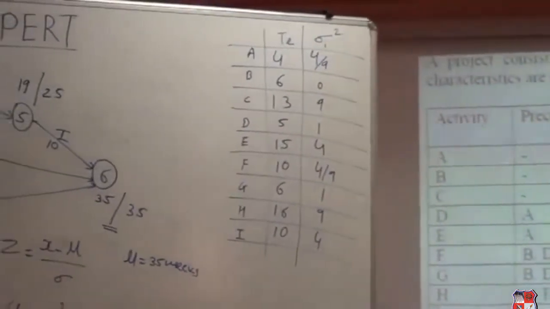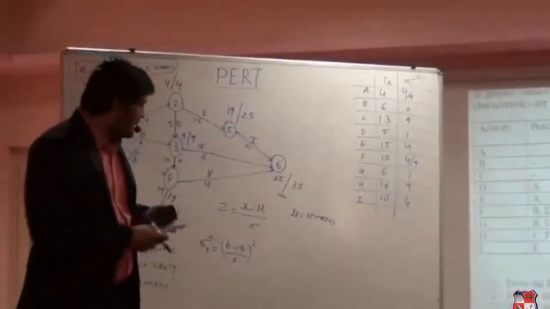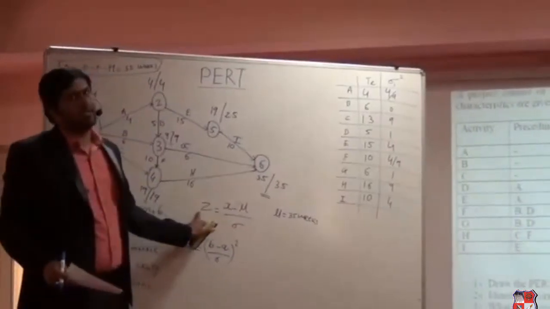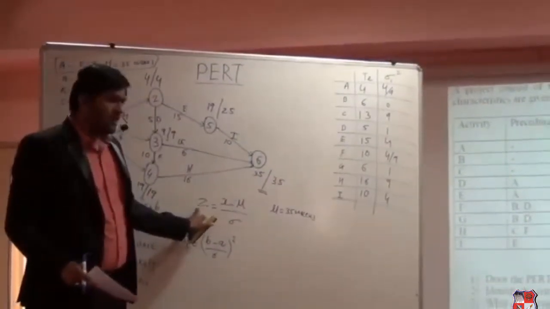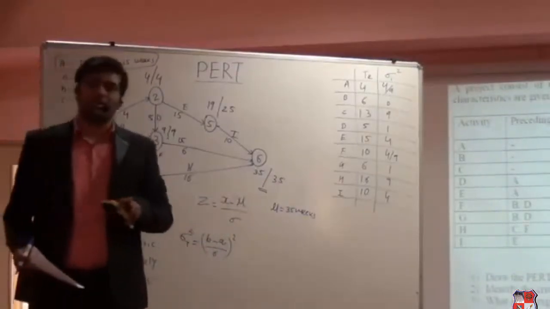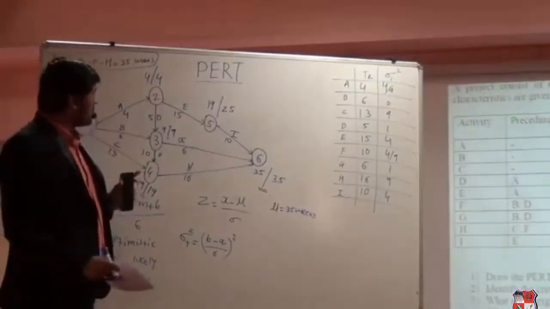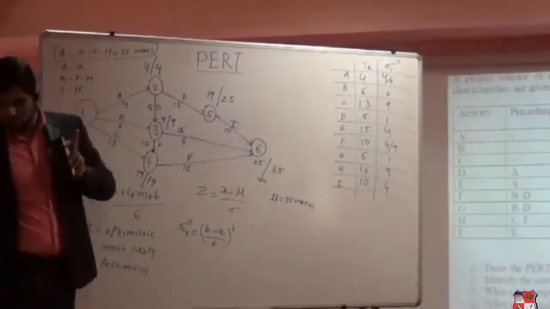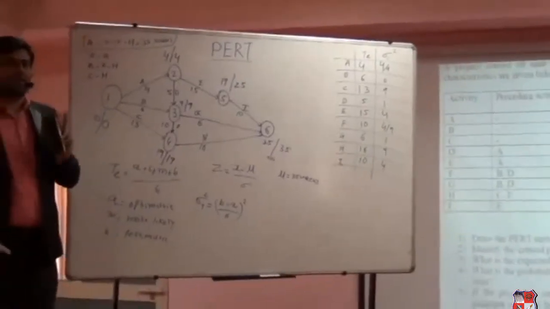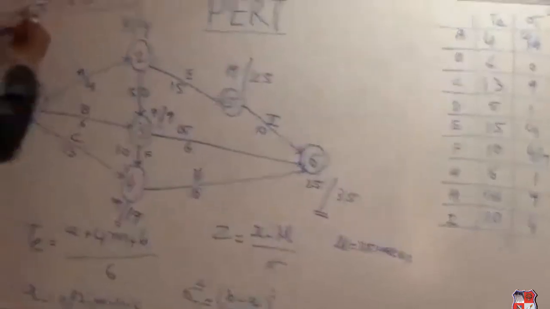Then 1, 4 by 9, 1, 9 and 4. Right? Now, after finding the variance of all, we require the total variance to calculate the Z score to find out the area in the coming time. But the total variance will be of only those activities which are the critical activities, which are there on the critical path. So we are going to find out the total variance of only those activities which are critical ones. If we see, the critical activities are A, D, F and H.